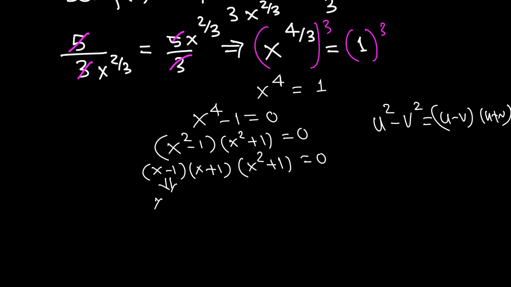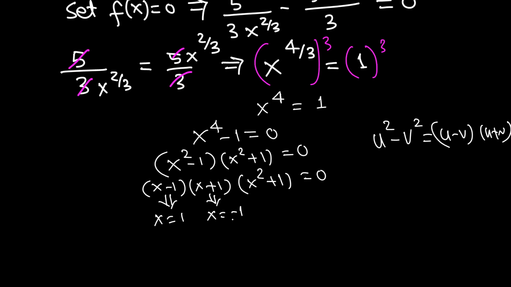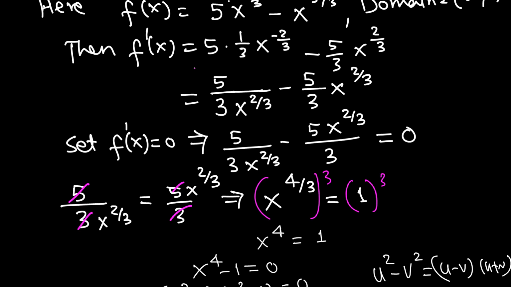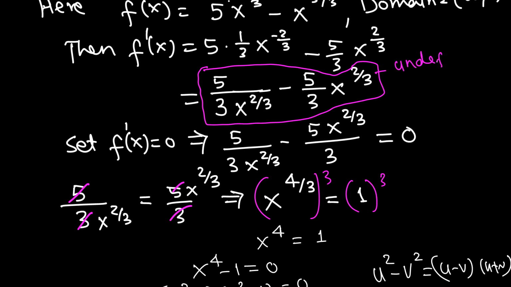So from this we get 1, from x equals -1, this is never 0. So 1 and -1 are two critical numbers. Okay, but if we look at this derivative, this derivative is undefined when x equals 0. So this is undefined at x equals 0, because 0 on the bottom means we are dividing by 0.